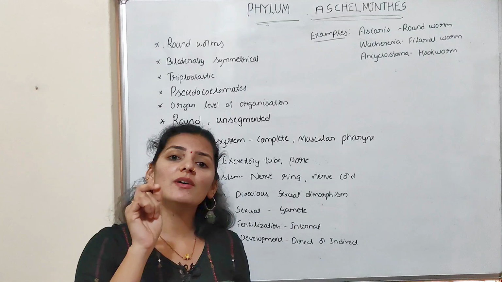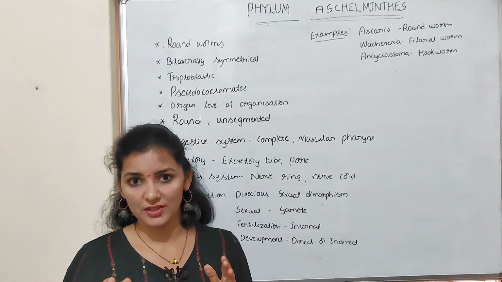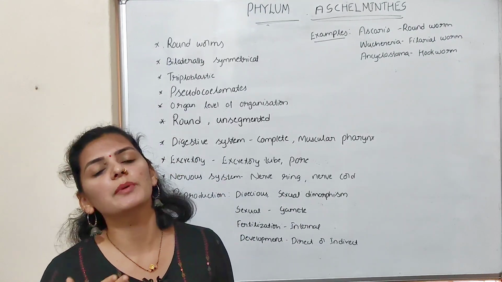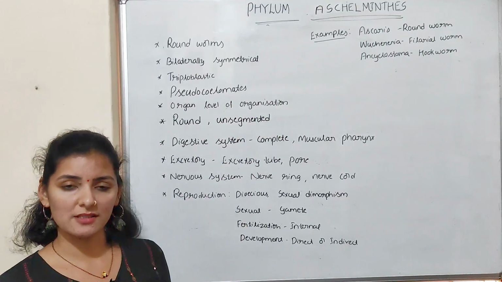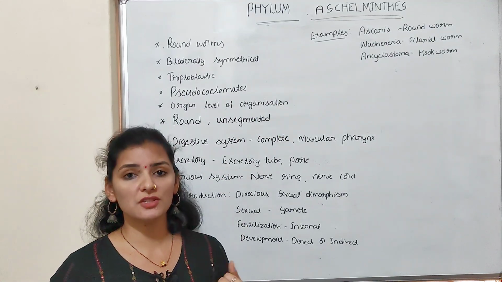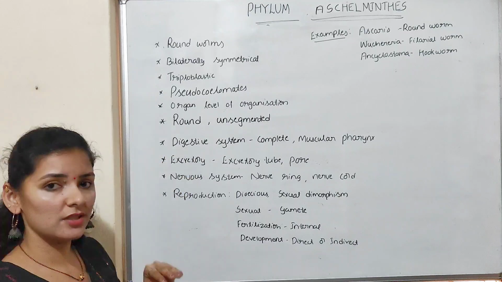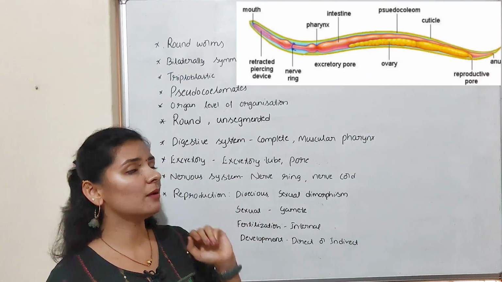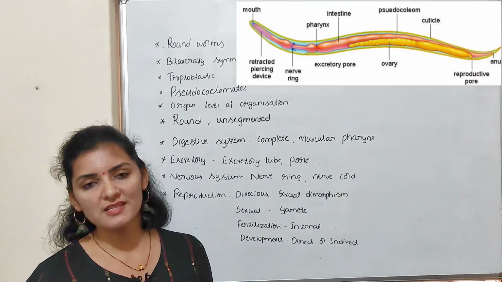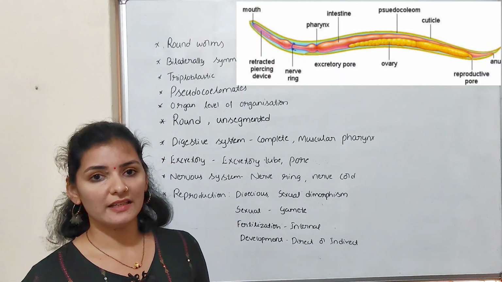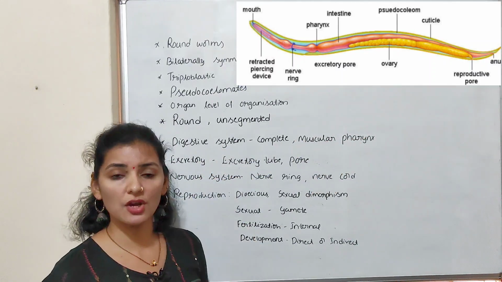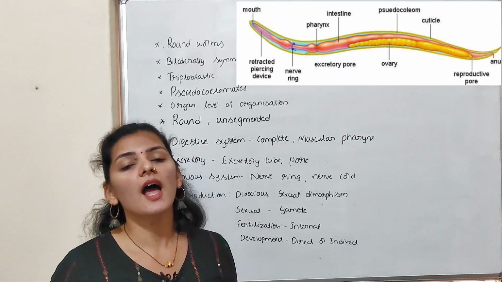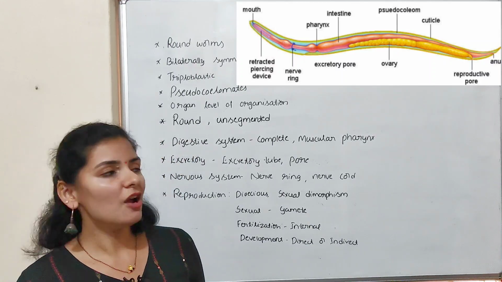Their body is covered by a thick cuticle from the outside, and this cuticle sheds periodically, which is again a very important character of Phylum Aschelminthes. If we talk about the different systems of this organism, the first one is the digestive system. The digestive system is complete. Complete means it has a mouth as well as an anus. And it has a muscular pharynx, so the alimentary canal or gut has a well developed muscular pharynx.